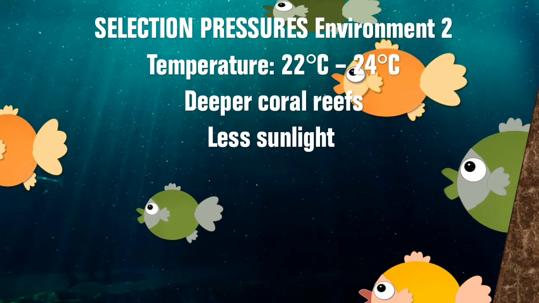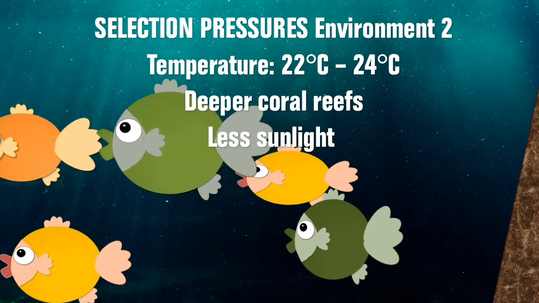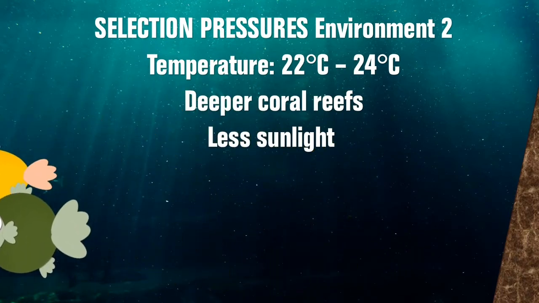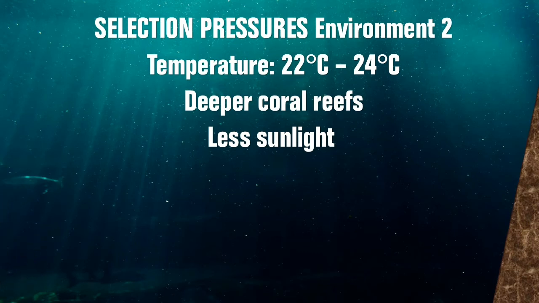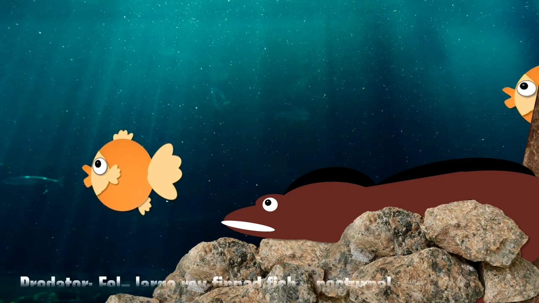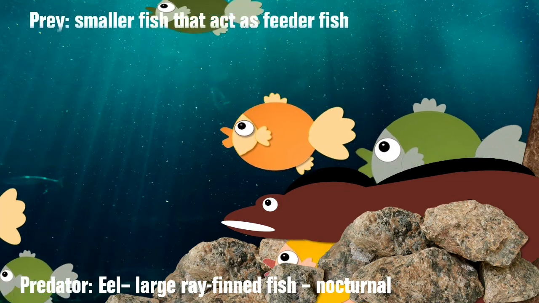In a second environment, the temperature might be much cooler, 22 to 24 degrees Celsius, like deeper coral reefs with less sunlight. Here we might refer to an eel as the predator. So in this case, the eel likes to live in a rocky environment and hide in cave-like structures.